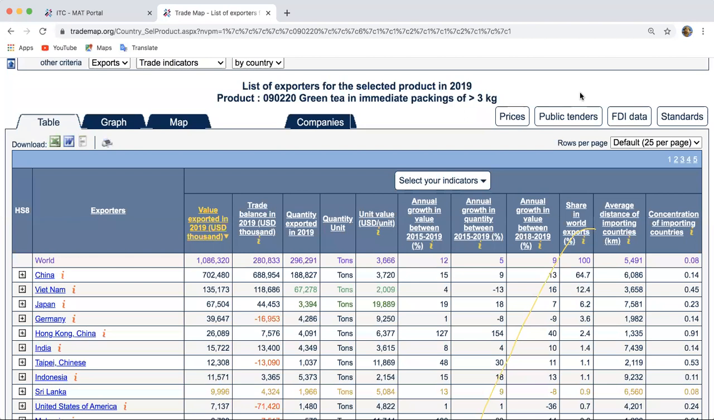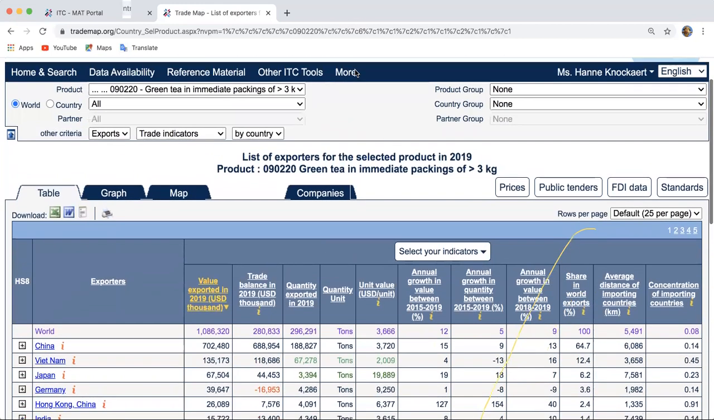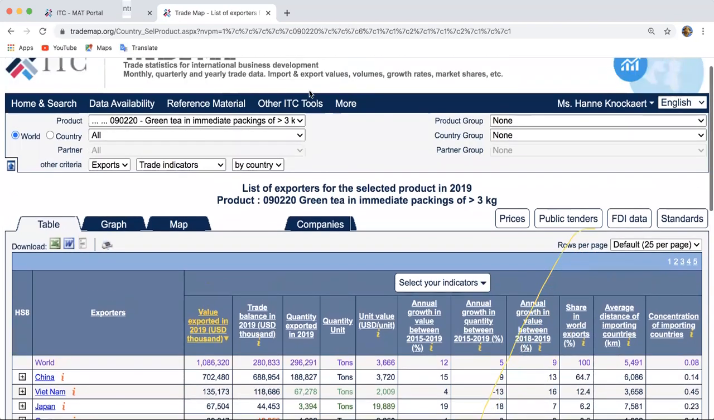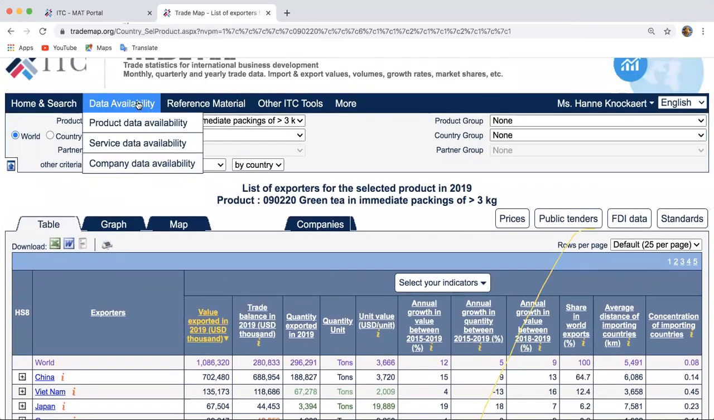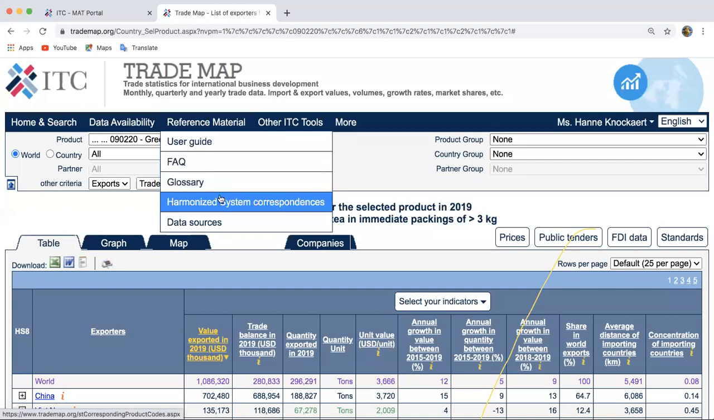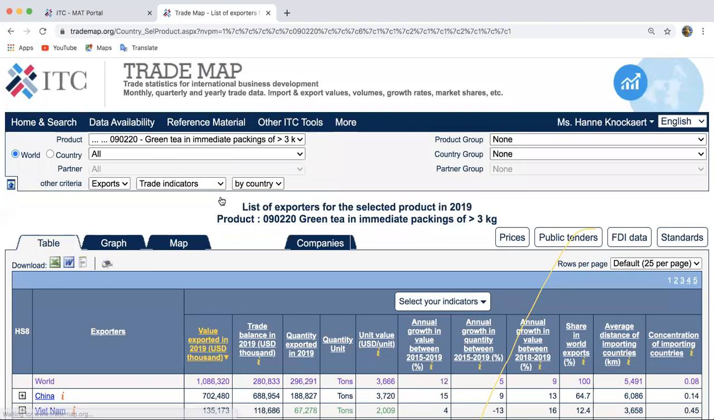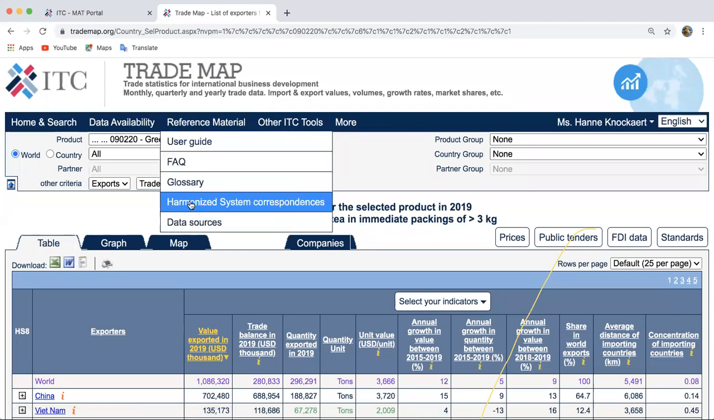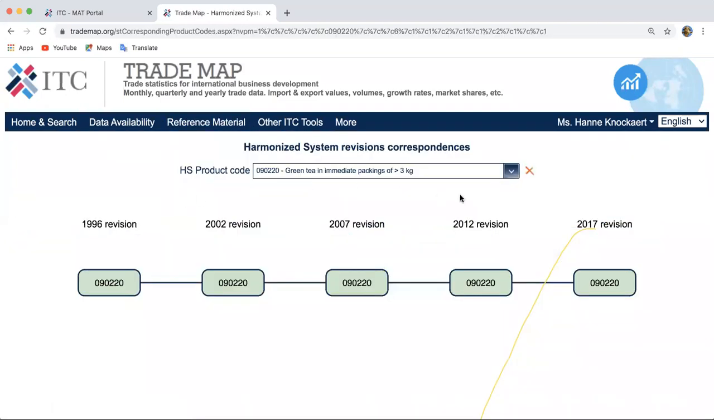Okay. How to link data from different revisions. I am drawing on my screen. If you want to look in the different revisions, you go to the reference material, you go to the harmonized system correspondences. Let's do it here. Okay, it automatically filled out the green tea, and we can see that over time, nothing happened to my green tea.